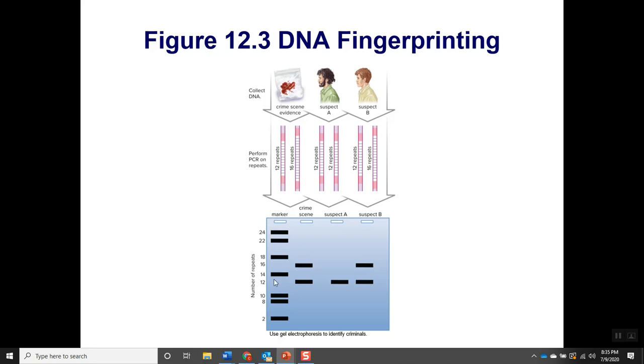Now, another lane you see here are markers. We won't really cover this one. Basically, these are just known bands to help us compare the data that we created from the suspects and the crime scene. Because these are known, we know that band is 14. We know this band is 10, so we can estimate about how many repeats this sample has in each band because we're comparing it to something that is known.